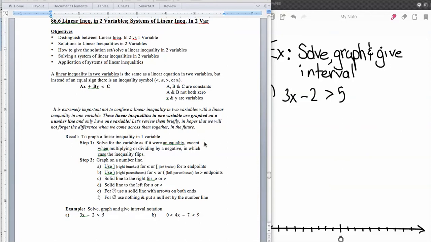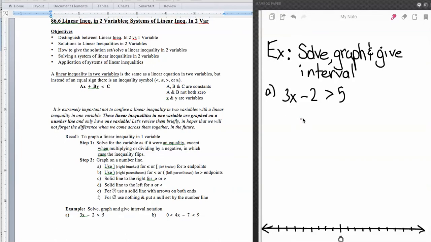So let's go back to a linear inequality in one variable briefly and talk about what we did to solve those. Remember that with linear inequalities in one variable, we first of all are going to solve them just like we would an equation. That will be an important point. So here's our example A. Let's go ahead and solve this one. Remember, we treat this just like we would an equation. So we're going to get the variable on one side and the constants on the other side, and then we're going to remove the numeric coefficient.